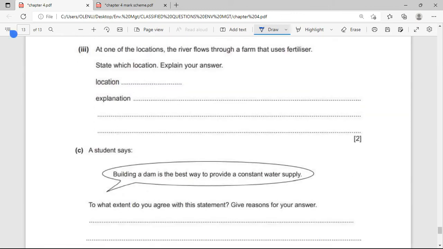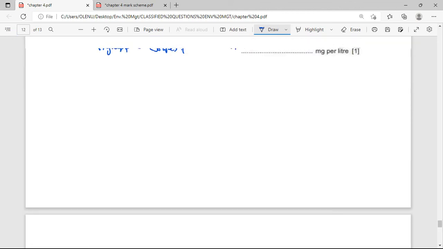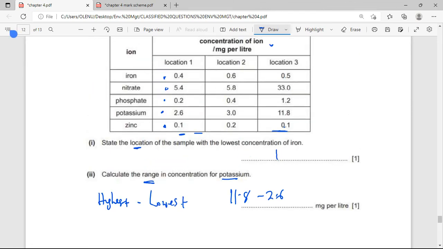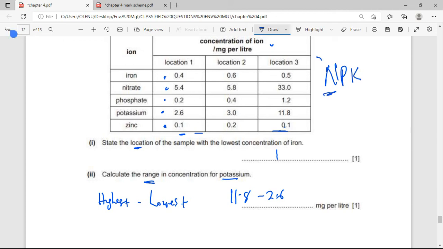Now at one of the locations, the river flows through a farm that uses fertilizers. State which location. Explain your answer. In one of the locations, it flows through a farm that uses fertilizers. Fertilizers are majorly NPK. So they are nitrogen, which is nitrate, potassium, and phosphorus. So the ones that have the highest concentration of nitrate, phosphate, and potassium.